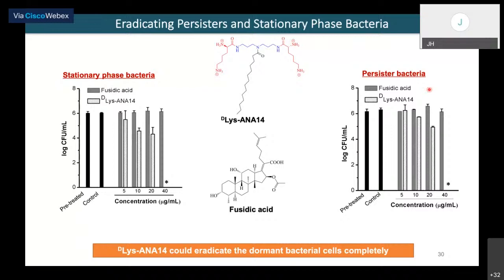Same thing in a persister bacteria. We have created the persister, this slow-growing dormant bacteria. We have used a known antibiotic, which is not able to kill it, as a control. But when we put our compound on these bacteria, it can completely kill them. That means both blue and red bacteria can be killed easily by these simple new molecules.